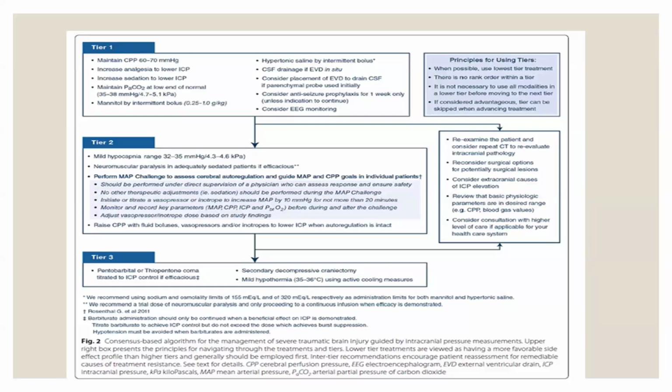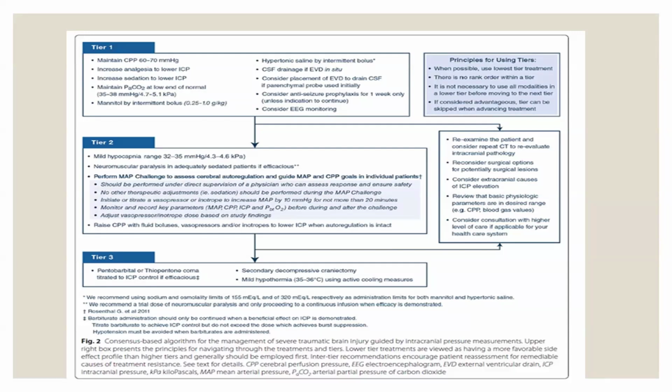It should be performed under direct supervision of a physician who can assess the response and ensure safety. No other therapeutic adjustment should be performed during the MAP challenge. Initiate and titrate vasopressor and inotrope to increase the MAP by 10 mmHg for no more than 20 minutes. Monitor and record the key parameters like MAP, CPP, ICP, and brain oxygenation before, during, and after the challenge. Then adjust the vasopressor inotrope dose based on the findings.